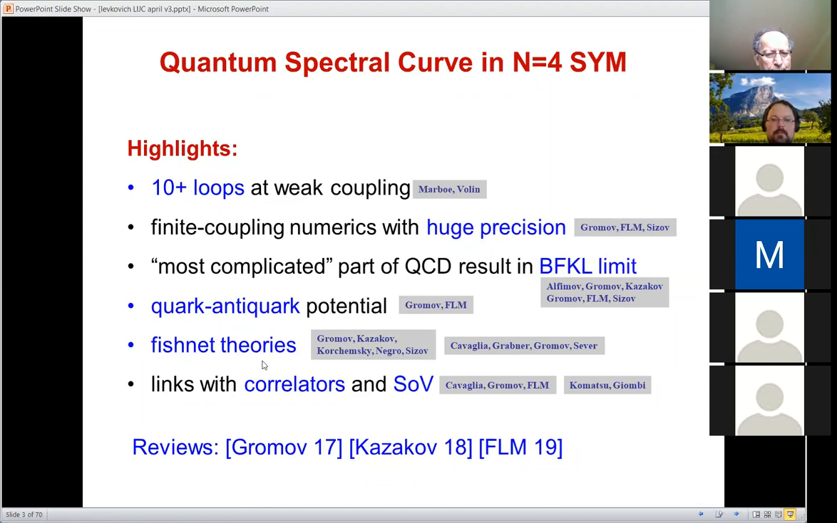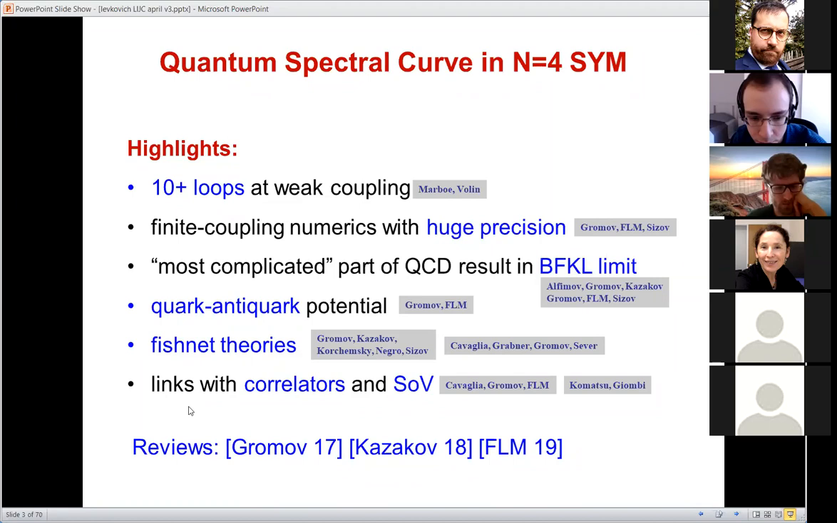And lastly, a direction which is rapidly developing is links with not only the spectrum, but also the problem of computing correlators and the separation of variables. These are just some of the results, and there are many more. The subject has been reviewed; by now, I think there are at least three reviews, by Colin in 2017, Volodya in 2018, and my review that came out last year.